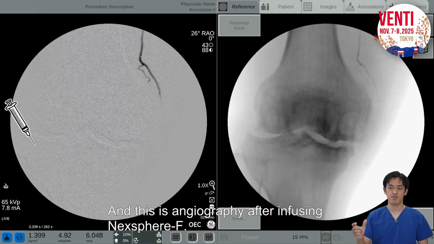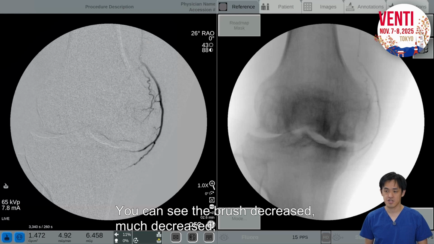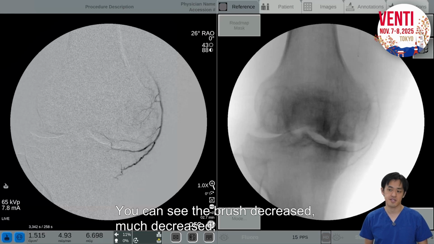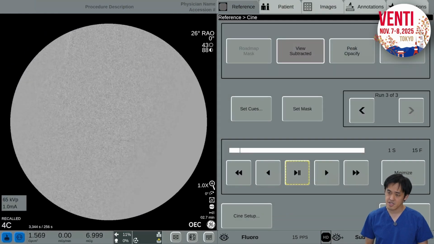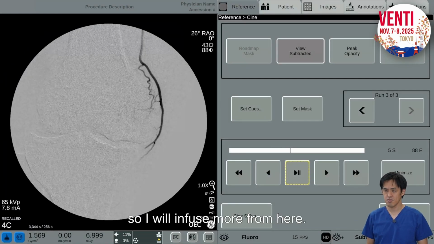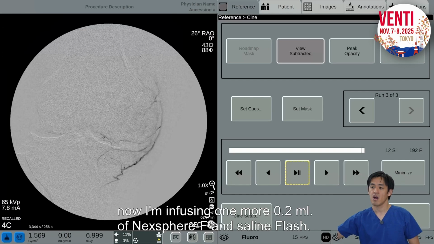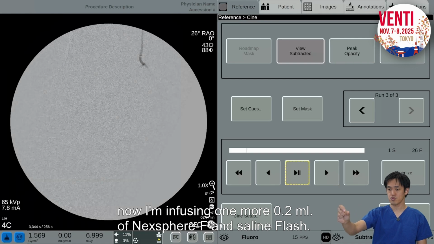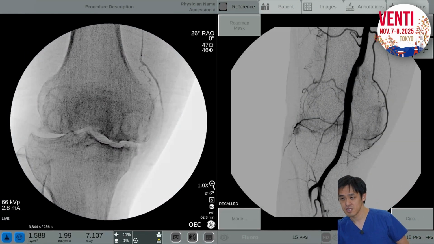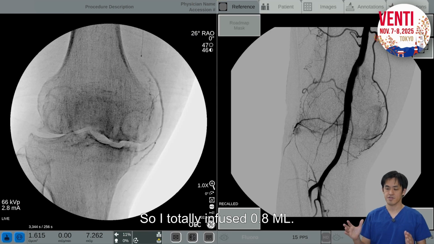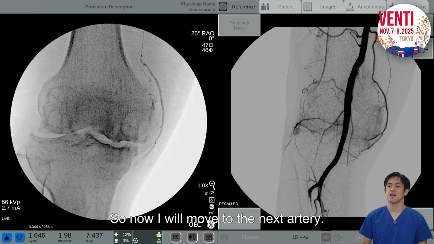And this is the angiography after infusing Nexphere F. You can see the brush is much decreased. Still some parts remain, so I will infuse more from here. One more 0.2. Now I'm infusing one more 0.2 ml of Nexphere F and saline flush. So I have infused 0.8 ml in total. Now I will move to the next artery.